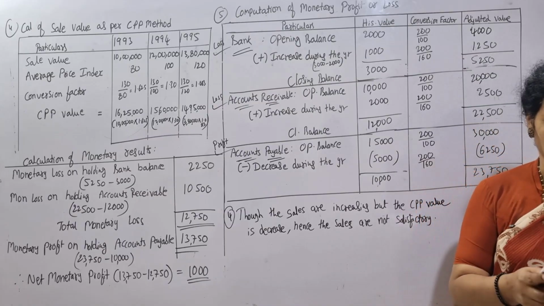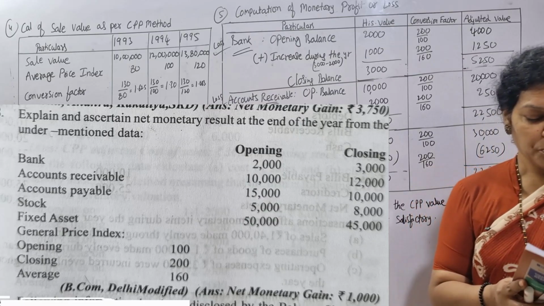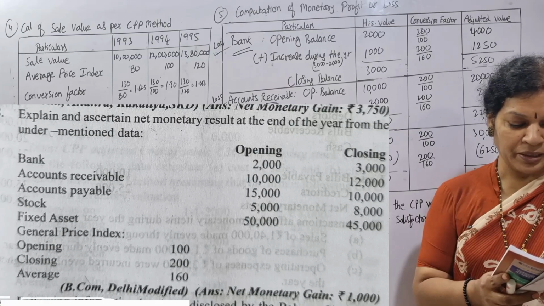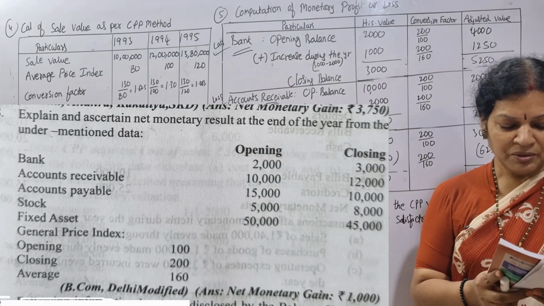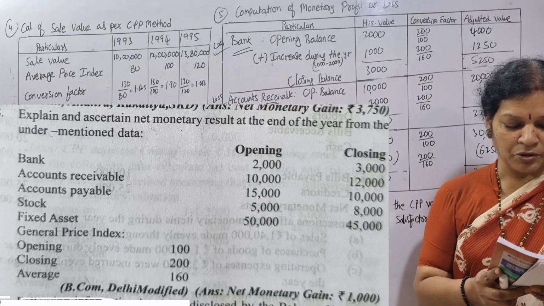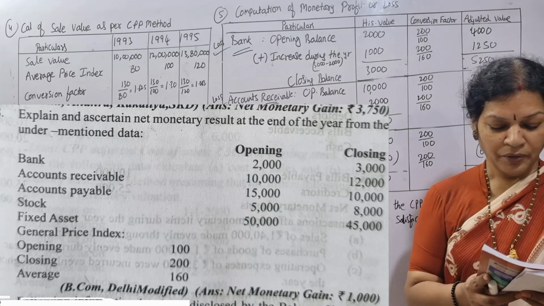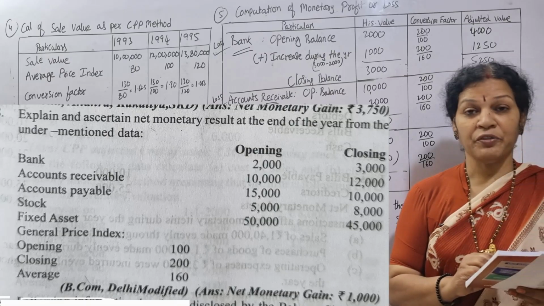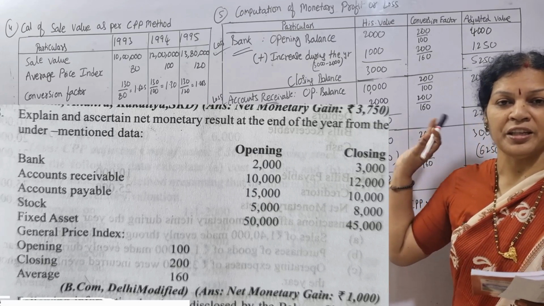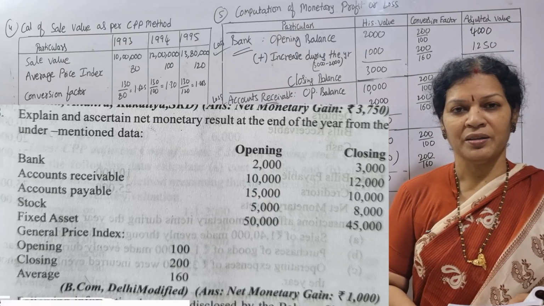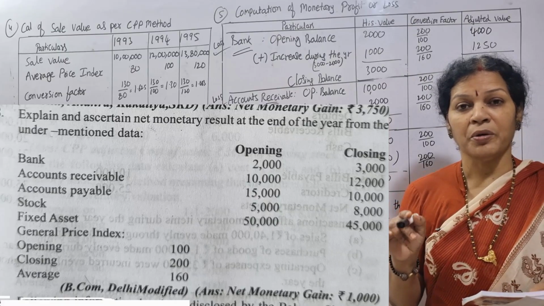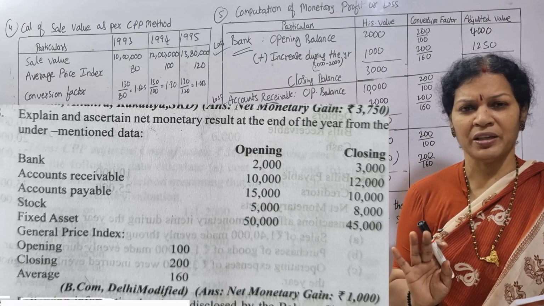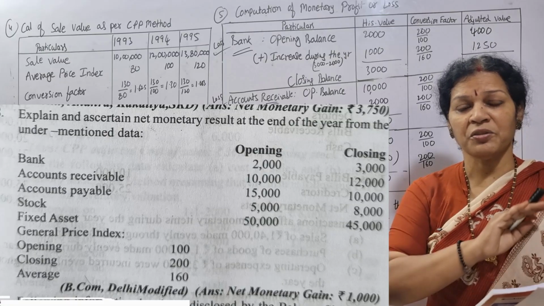Now next, another problem, the 8th problem. Explain the ascertained net monetary results at the end of the year from the undermentioned data. What is given to us? Bank, accounts receivable, accounts payable, stock, fixed assets. Important point to be remembered here: stock and fixed assets we don't calculate in the table. Why? Because these two are non-monetary assets. We consider only the monetary assets. I told you very clearly. Non-monetary transactions we don't consider.